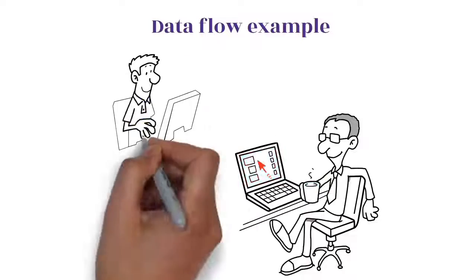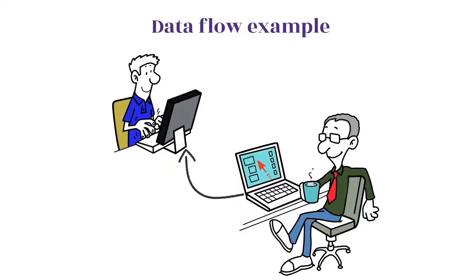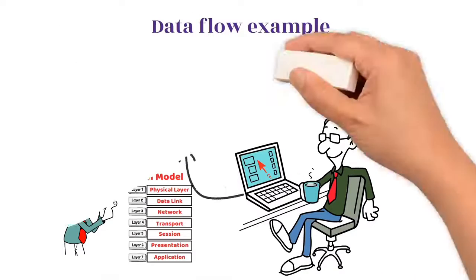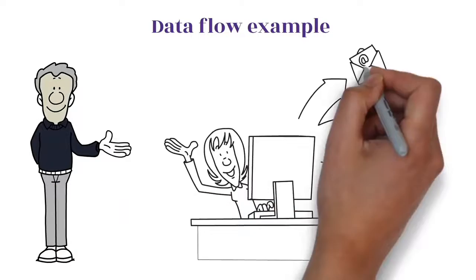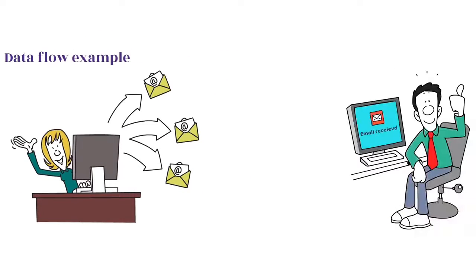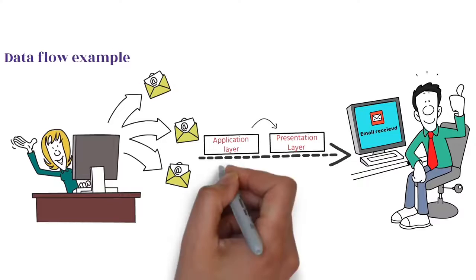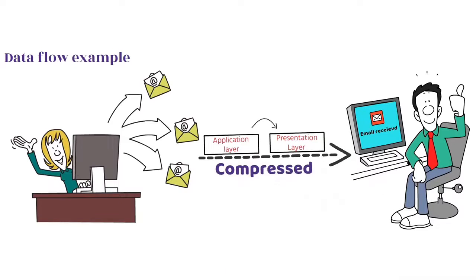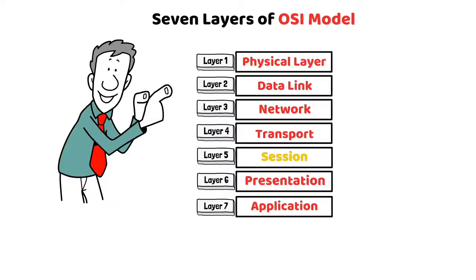Data flow example. This is how data flows through the OSI model. For example, if you send an email to a colleague or friend, your email has to pass to the presentation layer via the application layer. The data gets compressed at this layer. Next is the session layer, which initializes communications. It will then be segmented in the transport layer, broken up into packets in the network layer, and then into frames in the data link layer.